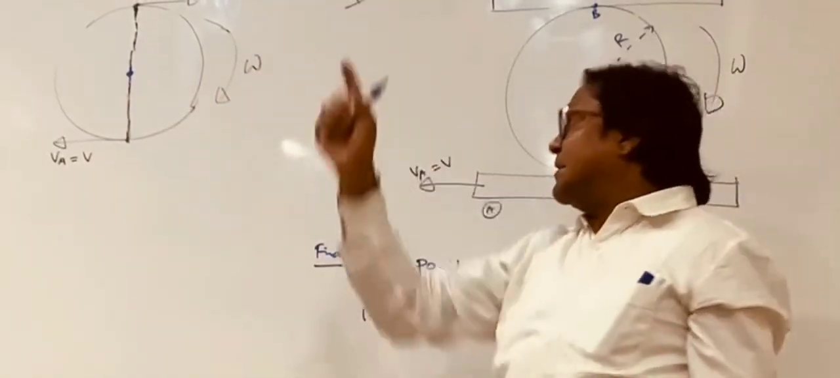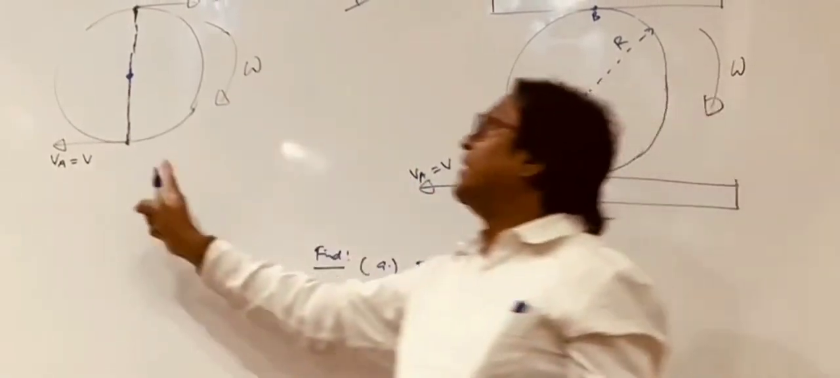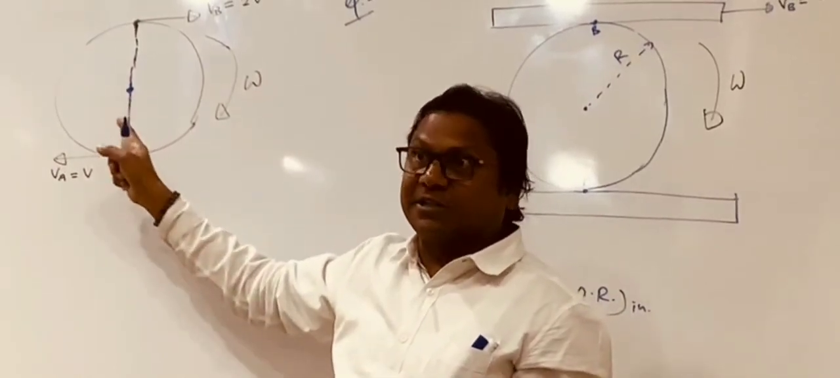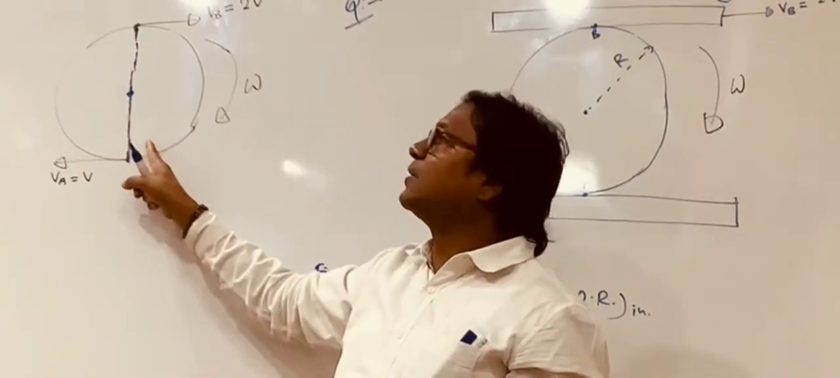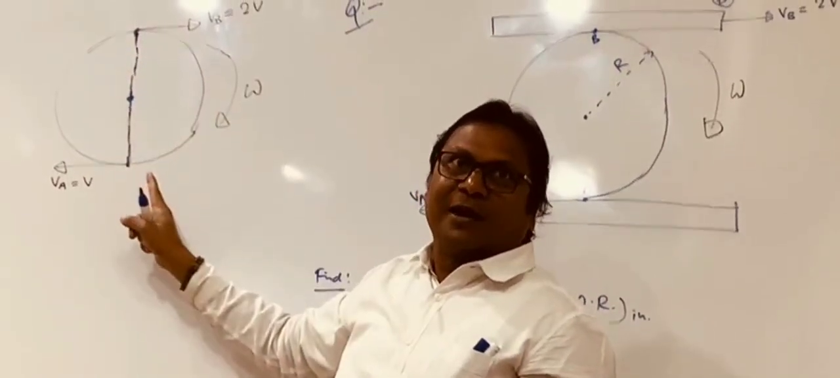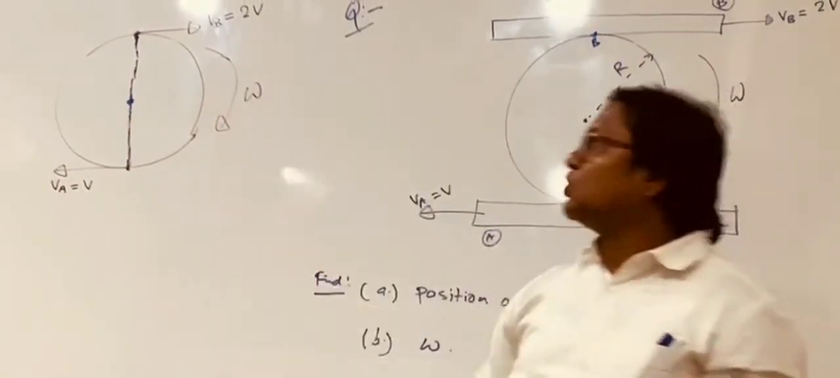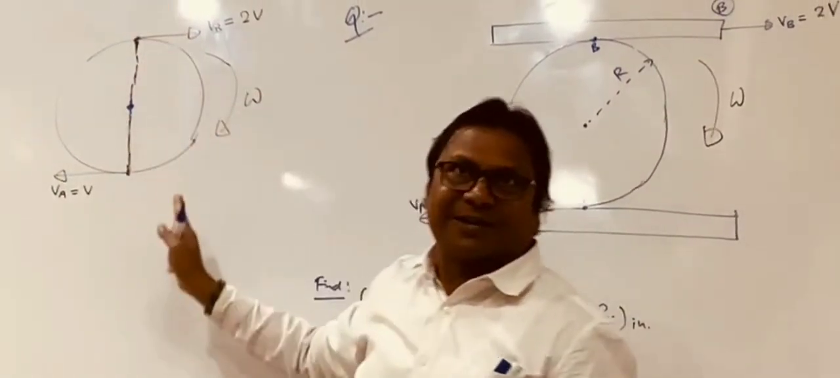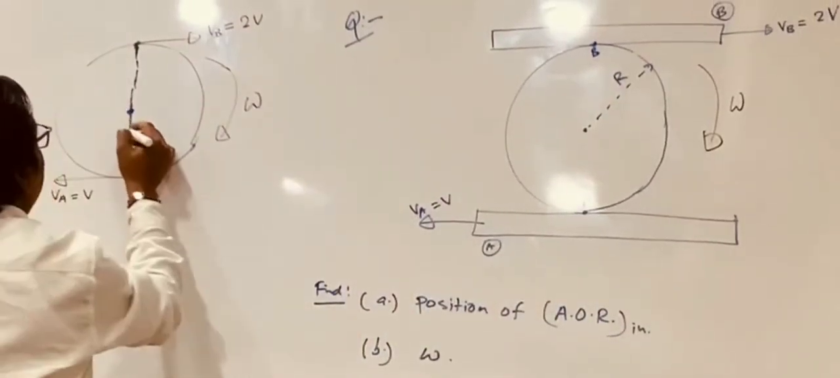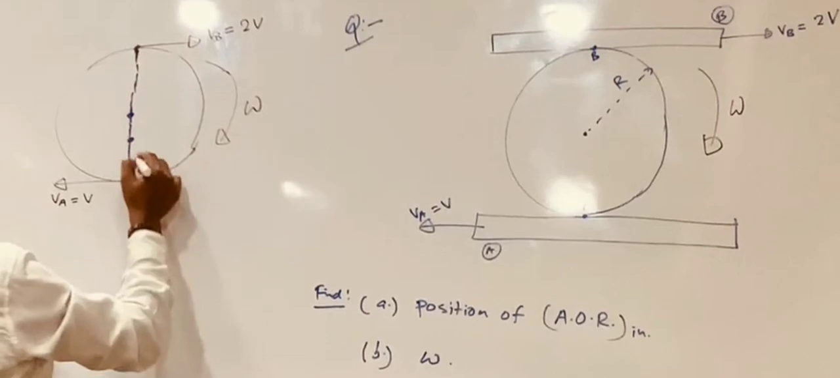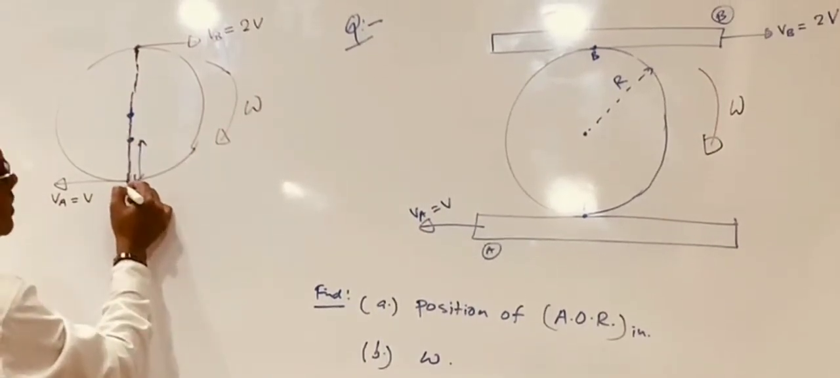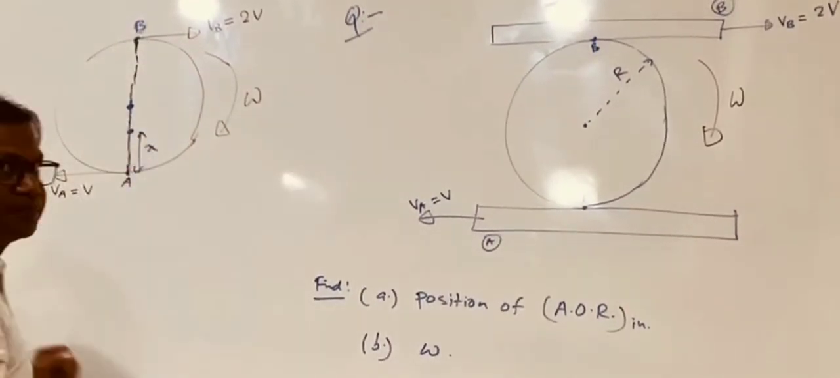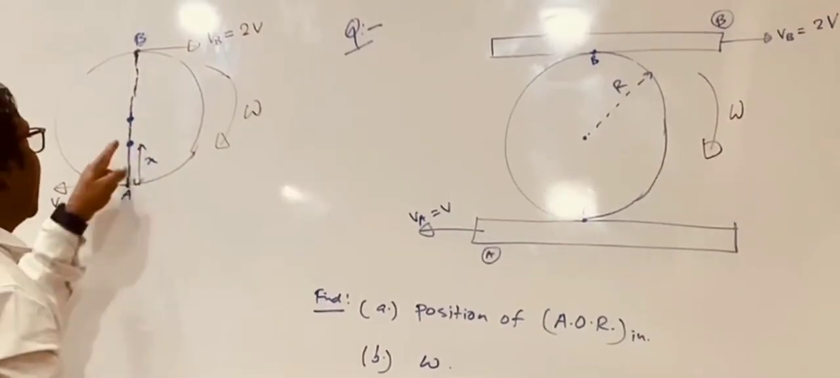That means the axis of rotation must lie on this line somewhere. There is no particular single point of intersection for this line and this line. Rather, the two lines coincide with each other along the diameter of this circular disc. So the axis of rotation must lie somewhere on this diameter. Let us suppose the axis of rotation lies here, and this point is at distance x from, suppose this is named A and this is B. So suppose this is x distance. I am considering that the axis of rotation exists here.